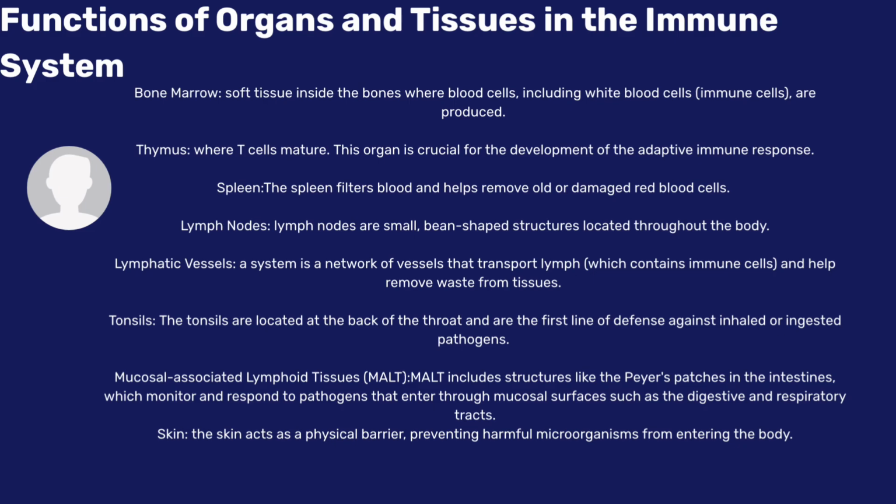The mucosal associated lymph node tissue. These include structures like the Peyer's patch in the intestines, which monitors and responds to pathogens that enter through the mucosal surface, such as the digestive and respiratory tract.